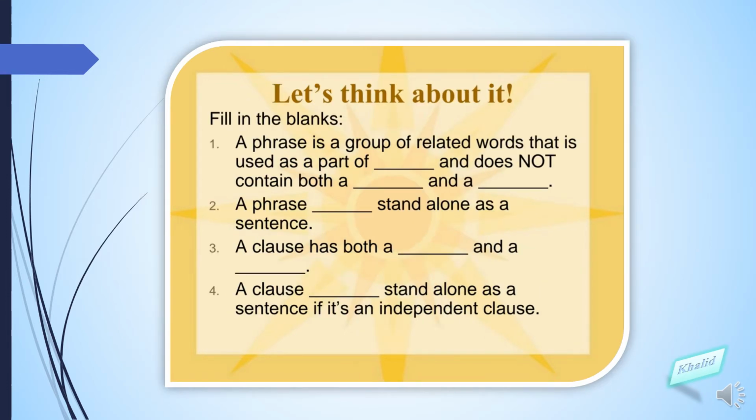Let's think about it. Sentence 1. A phrase is a group of related words that is used as a part of what? And does not contain both a dash and a dash. Second, a phrase dash stand alone as a sentence. It is an easy one, isn't it? A clause has both a dash and a dash. It is also an easy one. A clause dash stand alone as a sentence if it is an independent clause. Now let's move to the next slide where you can tally your answers over there.